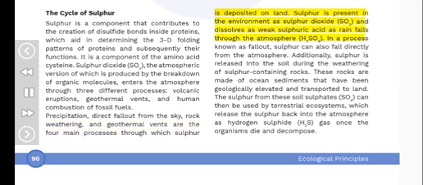Sulfur is present in the environment as sulfur dioxide, SO2, and dissolves as weak sulfuric acid as rain falls through the atmosphere, H2SO4. In a process known as fallout, sulfur can also fall directly from the atmosphere. Additionally, sulfur is released into the soil during the weathering of sulfur-containing rocks. These rocks are made of ocean sediments that have been geologically elevated and transported to land. These soil sulfates, SO4, can then be used by terrestrial ecosystems, which release the sulfur back into the atmosphere as hydrogen sulfide, H2S gas once the organisms die and decompose.